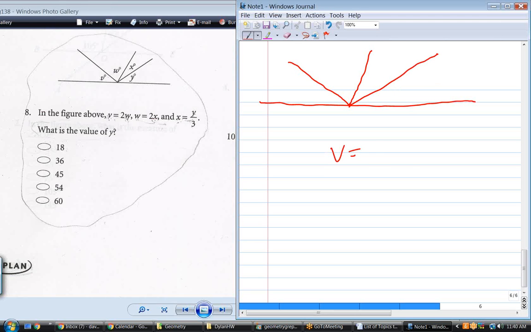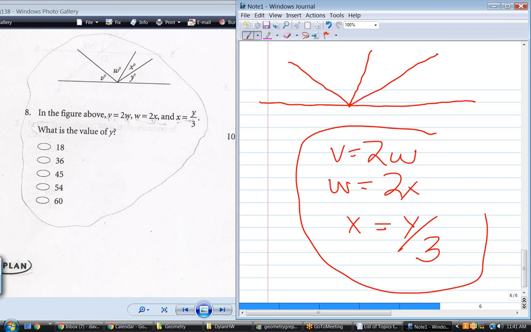Alright. V is equal to 2W. W is equal to 2x. And x is equal to y over 3. We want the value of y. So, how should I label these? Well, like on the picture. In other words, this picture is labeled VWXY. They've given us all of these equalities here, so obviously we have to use them.